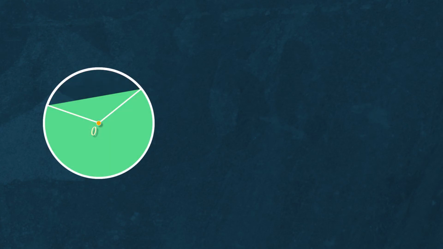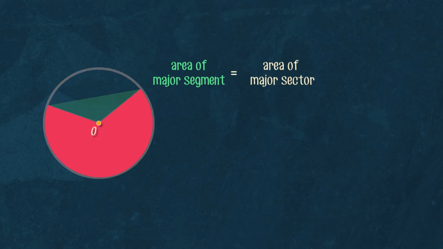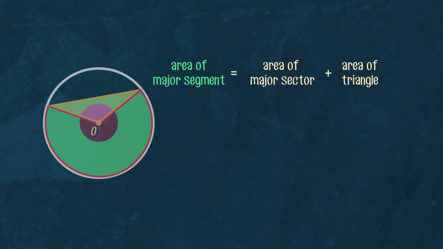What about the area of this other segment, the major segment in the circle? We can see that it is equal to the area of this major sector plus the area of this triangle. But this time, we need to know the angle subtended by the major sector at O. Remember, the angle at the center of the circle is 2 pi radians. So this angle is 2 pi minus theta radians.